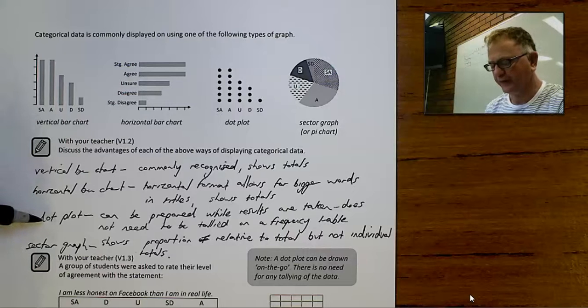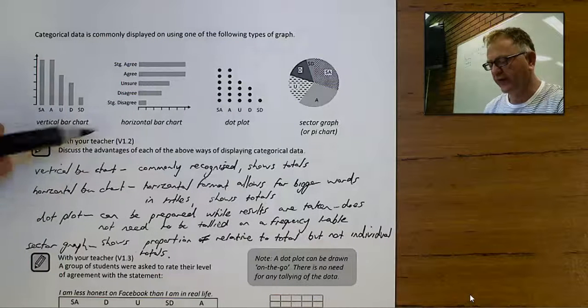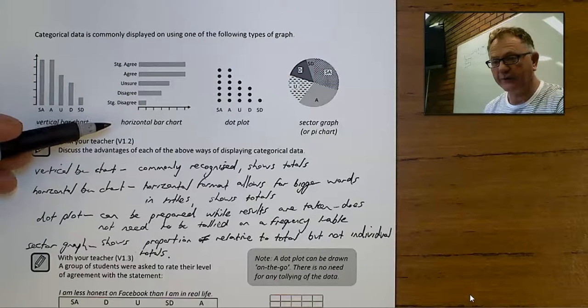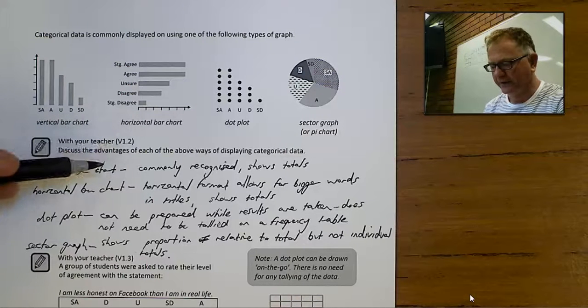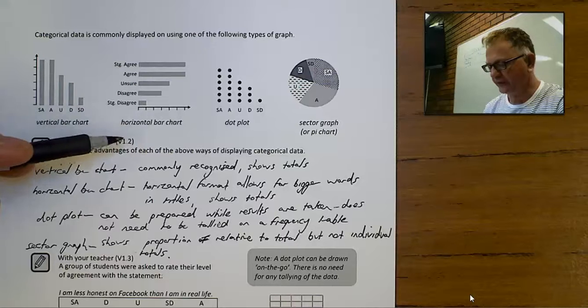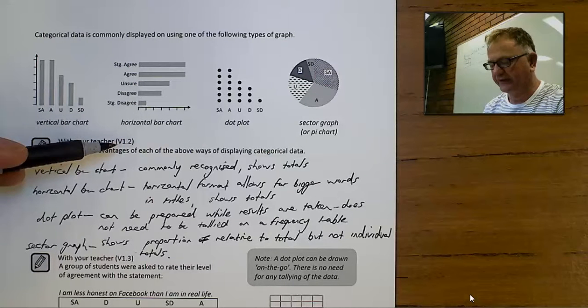Now, a dot plot has got the advantage that it can be prepared on the go. If you're doing a survey, you can prepare this graph even while you're going. So you're asking people, I think in this one we were giving them a statement, and people had to say, did they strongly agree, and so on. Maybe you were doing it over the phone or something.